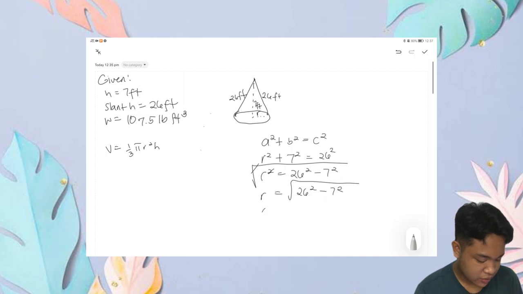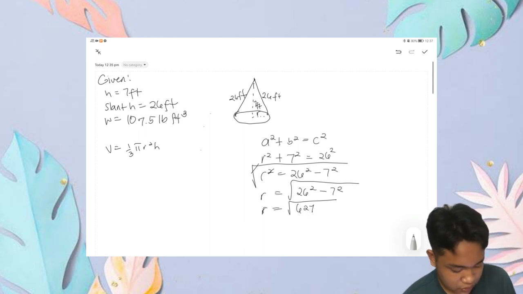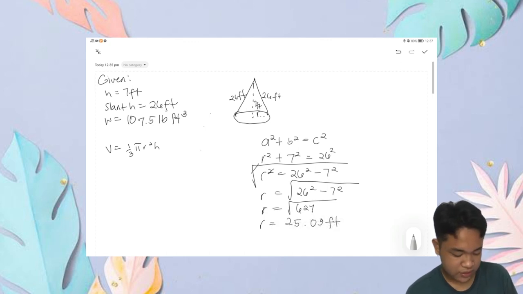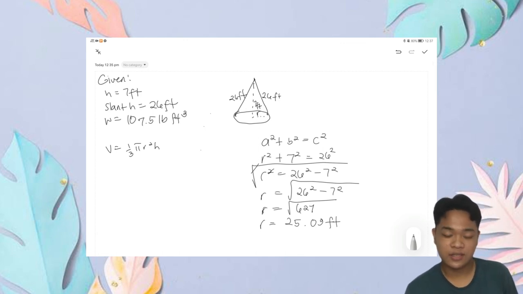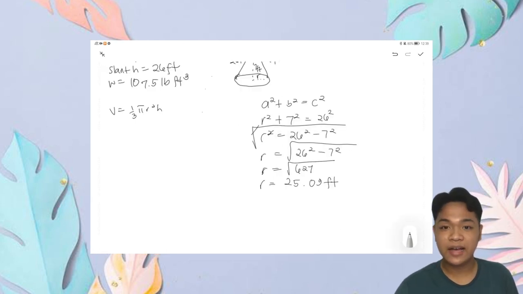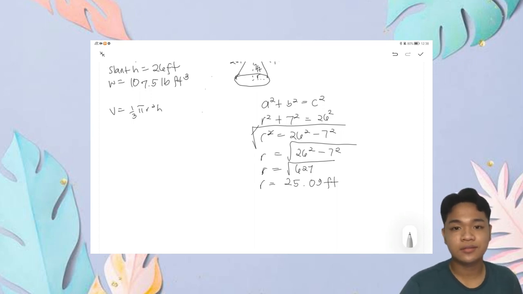So now let us solve. So r is equal to the square root of 627. So the square root of 627 is 25.03 feet. So now we have our radius, which is 25.03 feet. Okay, so since we already found our radius, we can now start solving for our volume.